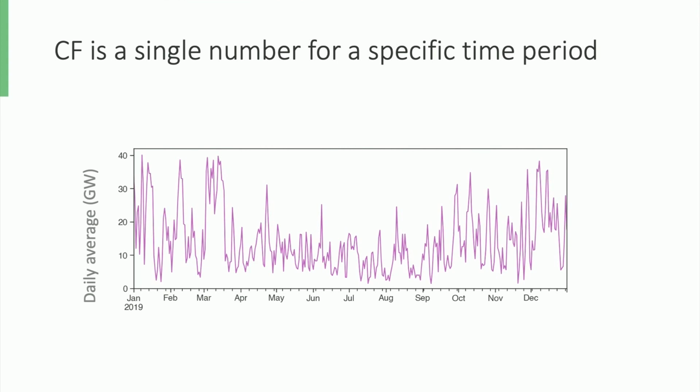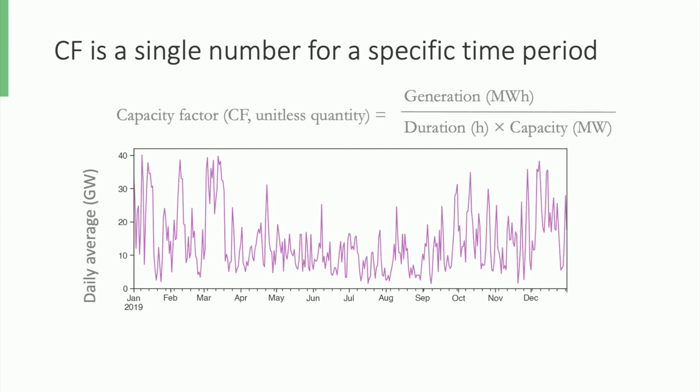We start with the capacity factor, or CF. The CF is a way to summarize the time series into a single number. That makes it easy to compare different locations or different technologies. Here is the definition of the CF for a specific period of time. It's the total electricity generation during that time divided by the length of time multiplied by the installed capacity.